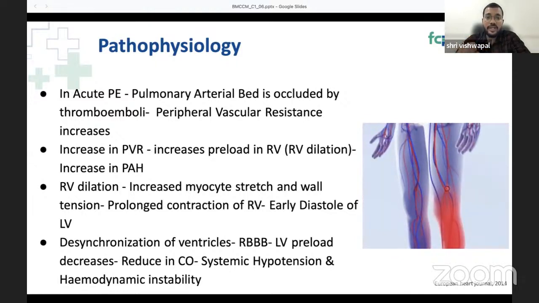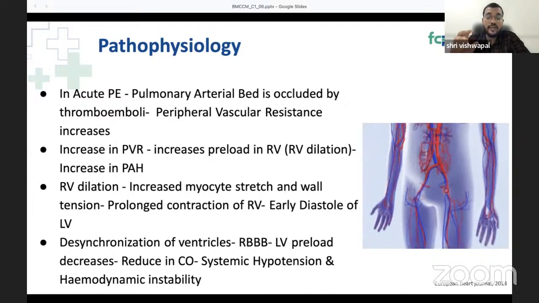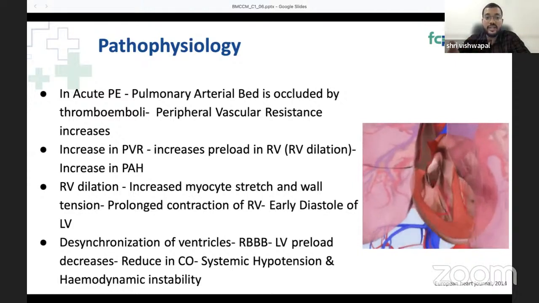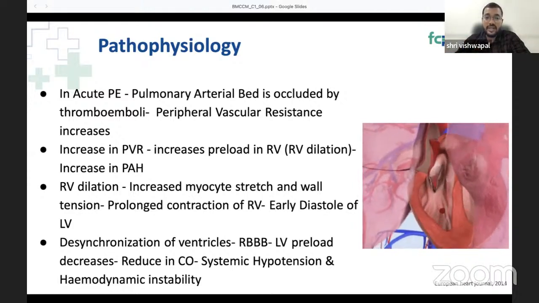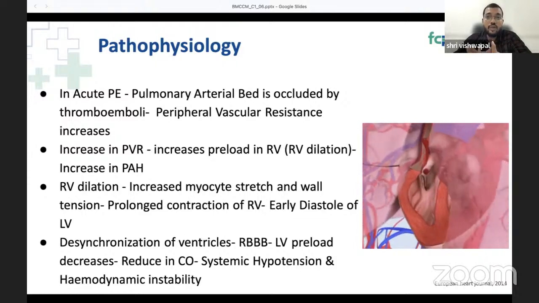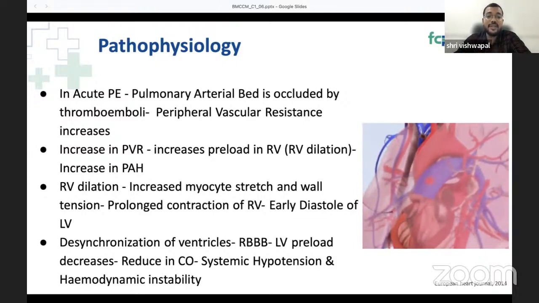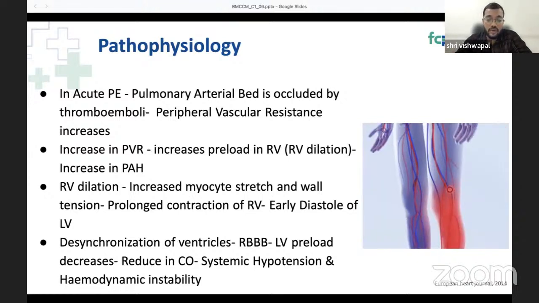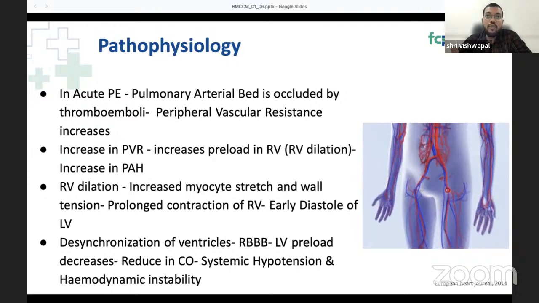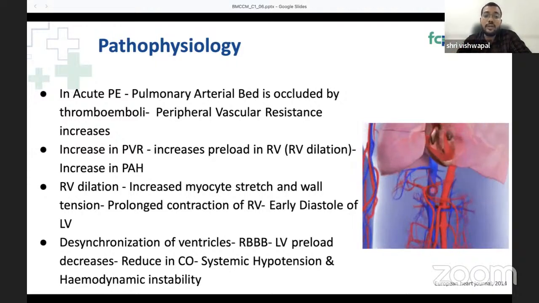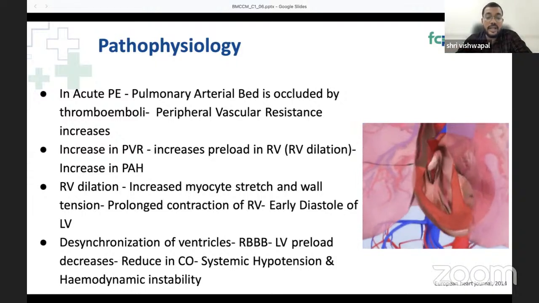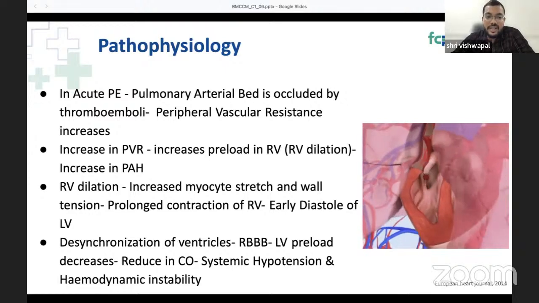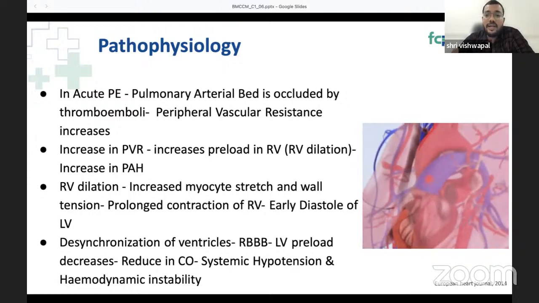When the radius gets occluded, when the radius reduces because of the occlusion, peripheral vascular resistance increases. Once the peripheral vascular resistance increases, the right ventricle tries to maximize the preload. It tries to maximize for systole, but it can't push the blood through the pulmonary artery. So what happens? The preload increases. When the preload increases, pulmonary arterial hypertension increases.